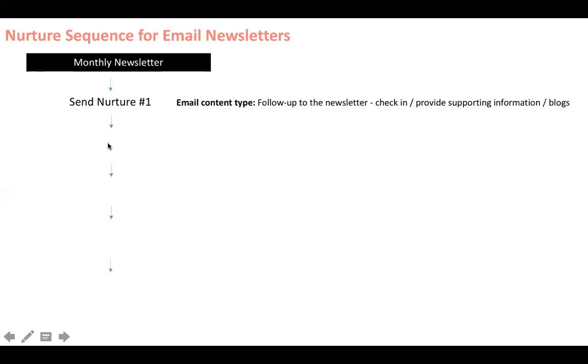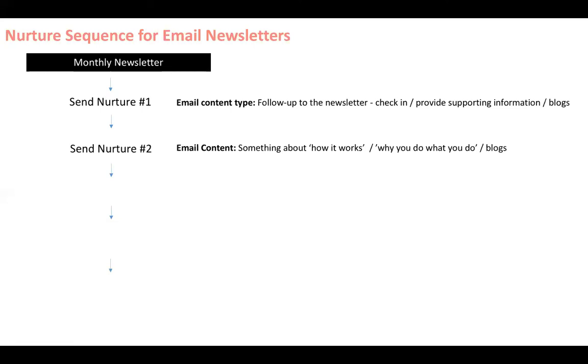Okay. Second nurture email. What's that going to be about? That's going to be about how things work in your industry, what the process is like, or why you do what you do. Again, you could use them in the form of blogs. So these first 2 emails, you cannot go for the jugular. You don't want to go for too much in those first few emails. You want them to open it. You want them to click on it.